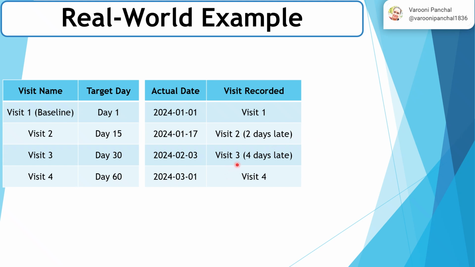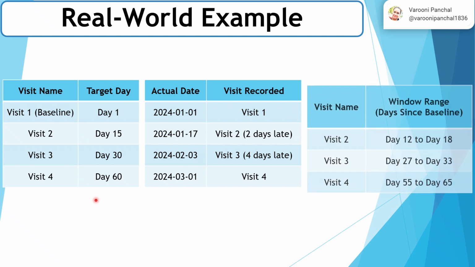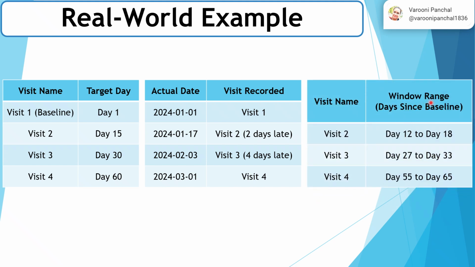Similarly, visit 3 happened 4 days late, on 3rd of February 2024, and visit 4 happened on 1st of March 2024. So this is the actual date when it was recorded, and this is the target, meaning the planned scheduled dates that were supposed to happen as per the protocol. Now this is the visit windowing range, days since baseline, for visit 2, visit 3 and visit 4.